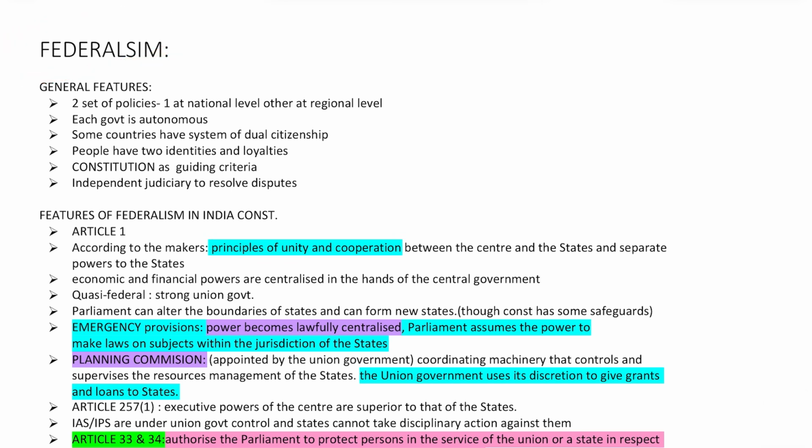General features are that there are two sets of governments, one at the national level, the other at the regional level. Each government is autonomous. Some countries have a system of dual citizenship. People have two identities and loyalties, one for the state, one for the nation. The constitution is the guiding criterion, with an independent judiciary in order to resolve disputes.